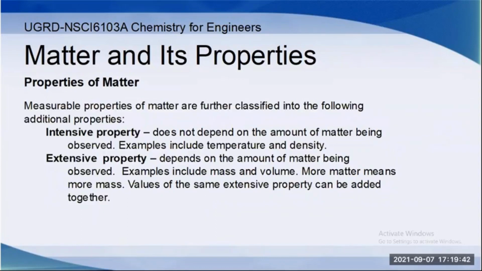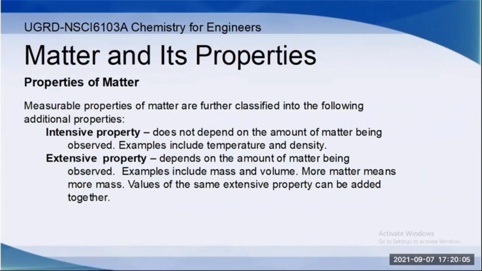Measurable properties or physical properties are further classified into the following. We have intensive property and extensive property. Intensive does not depend on the amount of matter being observed. Examples: temperature and density. A good example would be water.